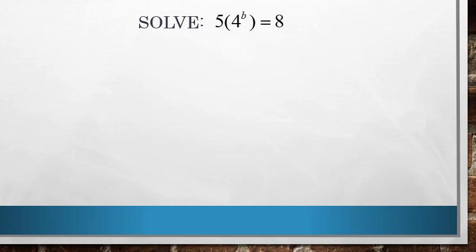Okay, so let's look at this problem. Very similar, except again, we don't have this exponential piece isolated. So to get this piece by itself, the 4 to the b power, we need to get rid of that 5. Right now it's getting multiplied, so the opposite of multiplying is dividing. That leaves me with 4 to the b power equals 8 over 5.